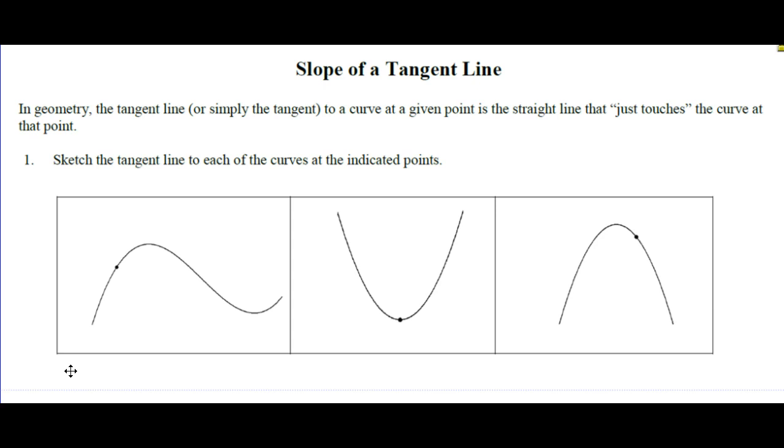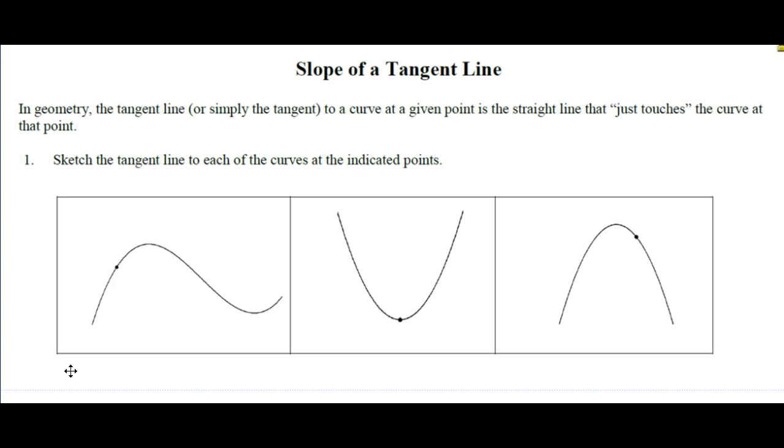And integral calculus was all about the area under a curve, which of course was something the Babylonians were working on. So that was kind of the first problem that came up. And it was Newton and Leibniz who were working on this problem. So, slope of a tangent line.